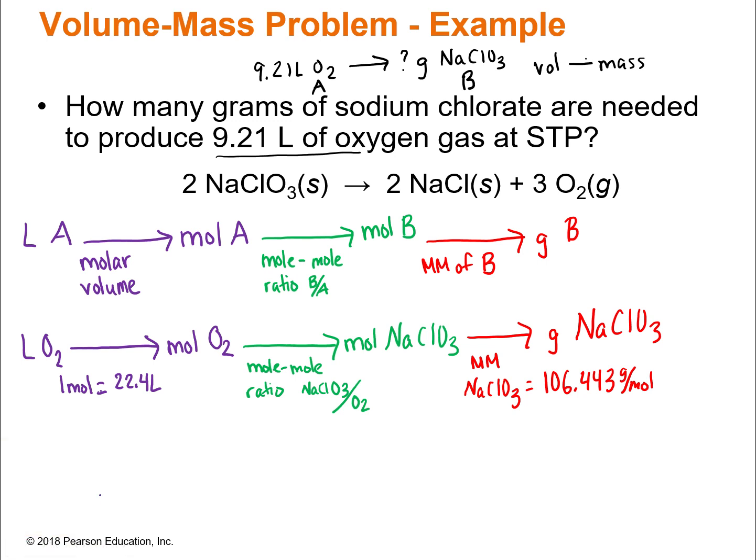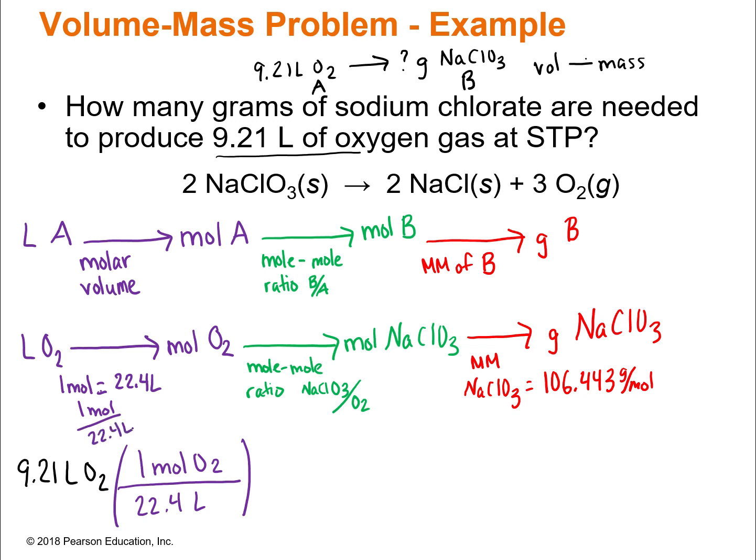Now let's work out the problem. So last time we had the liters on top for our molar volume unit factor. This time we're going to put liters in the bottom because we want to have moles and cancel out those liters. So that's always going to be the unit factor here: 1 mole over 22.4 liters for volume to mass.